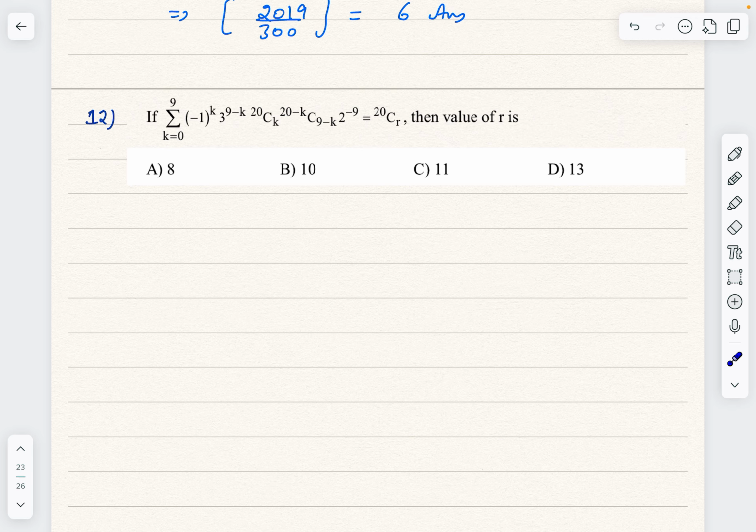A last problem for now. Summation k from 0 to 9, (minus 1) power k, 3 power (9 minus k), 20Ck into (20 minus k)C(9 minus k) into 2 power minus 9 is 20Cr, when the value of r is. It looks very typical, but I think it comes out to be easy only. Can give it a try. Let us start discussion, guys.